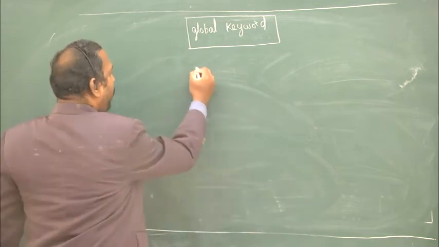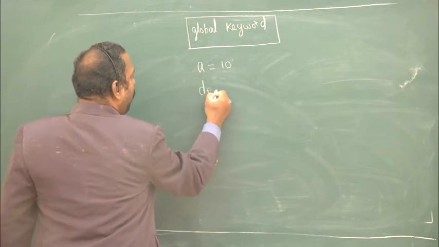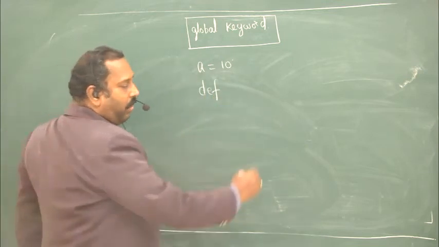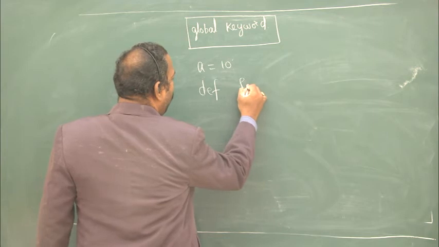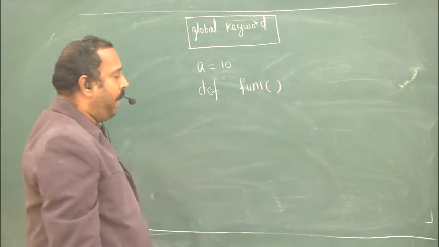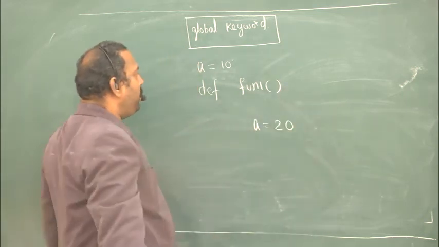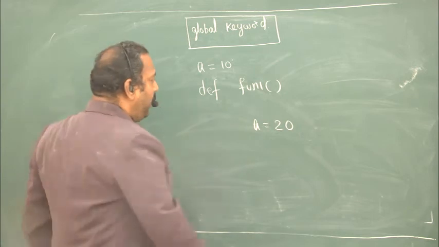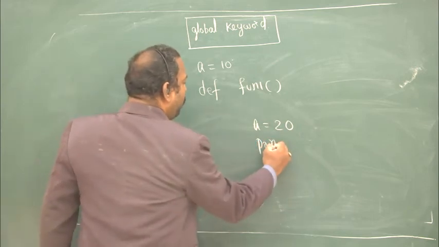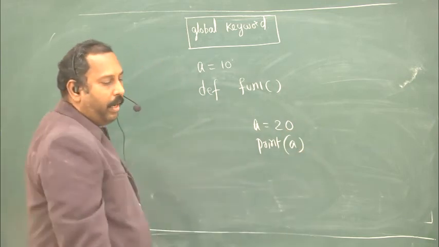So suppose I have written a equal to 10. I am defining the function f1, or you can write function 1. Whatever name you want, you can specify. And a equal to 20. I am changing the a value to 20. Print a.